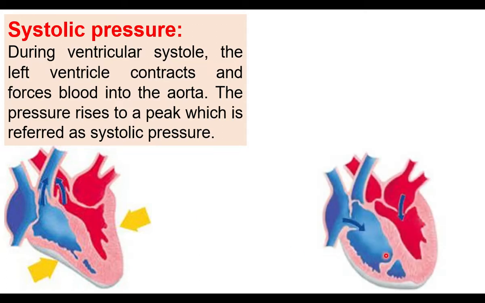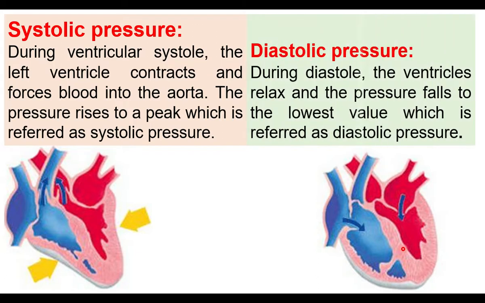This diagram shows a relaxed heart. When the heart is relaxed, the blood pressure value reaches the lowest level, that is diastolic pressure. During diastole, that is relaxation of heart, the ventricles relax and the pressure falls to the lowest value, which is referred to as diastolic pressure.